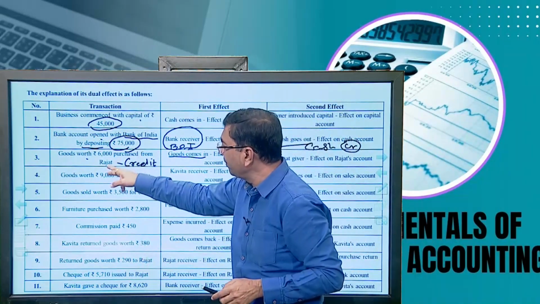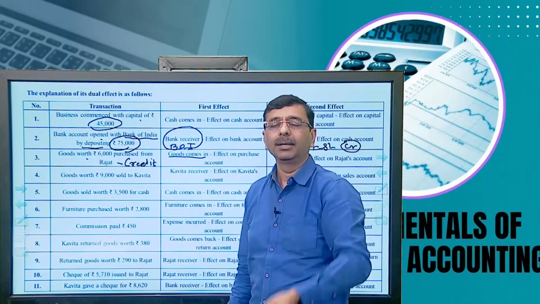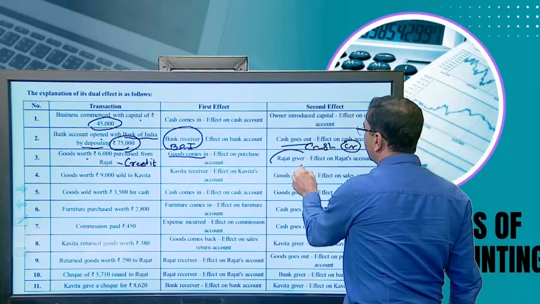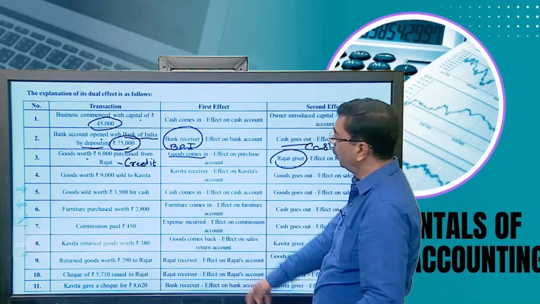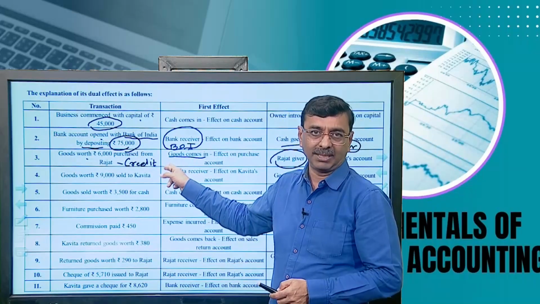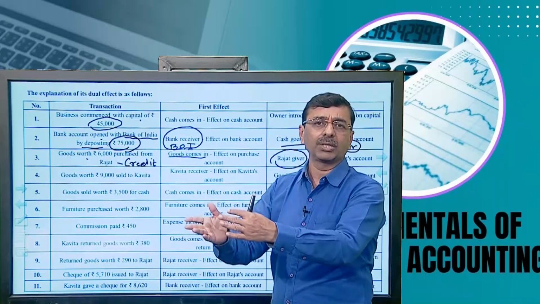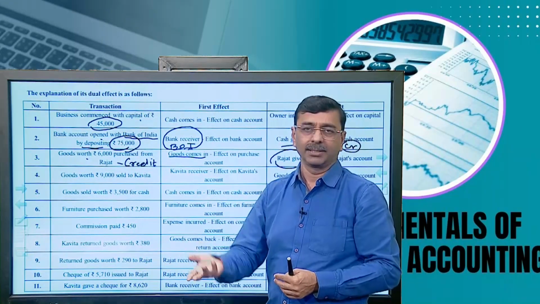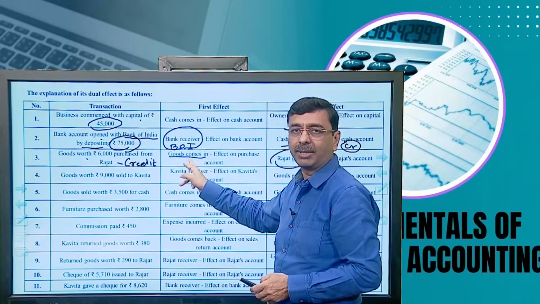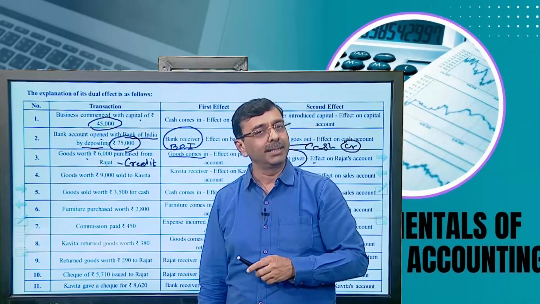And from where do we purchase these goods? We purchase from Rajat. So who is a giver? Rajat is a giver. It's a second transaction. Goods come in, so the goods account or purchase account is debited. We can use the word purchase. When goods come in, it's a purchase. When goods go out, you can use the word sales. So goods come in, the purchase account is debited, and Rajat is a giver, so Rajat's account is credited.